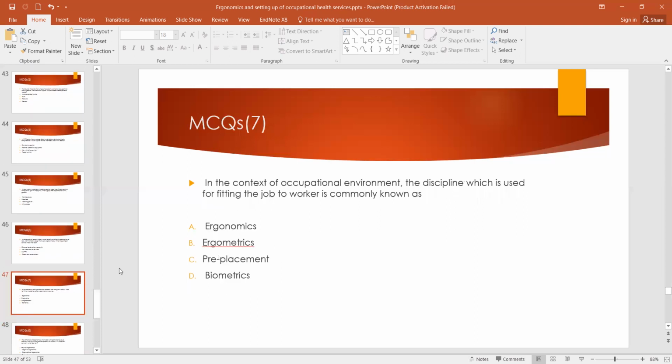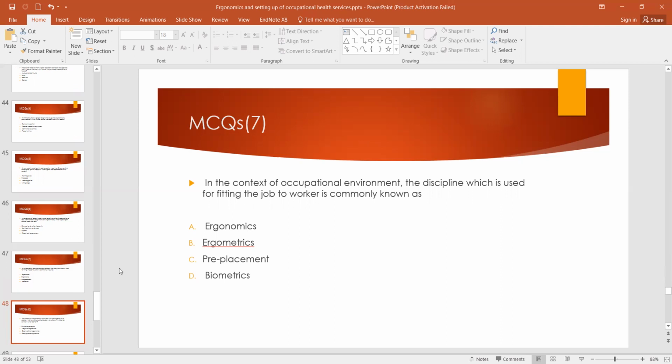In the context of the occupational environment, the discipline which is used for fitting the job to the worker is commonly known as ergonomics, ergometrics, pre-placement, or biometrics? A, ergonomics, is the correct answer.